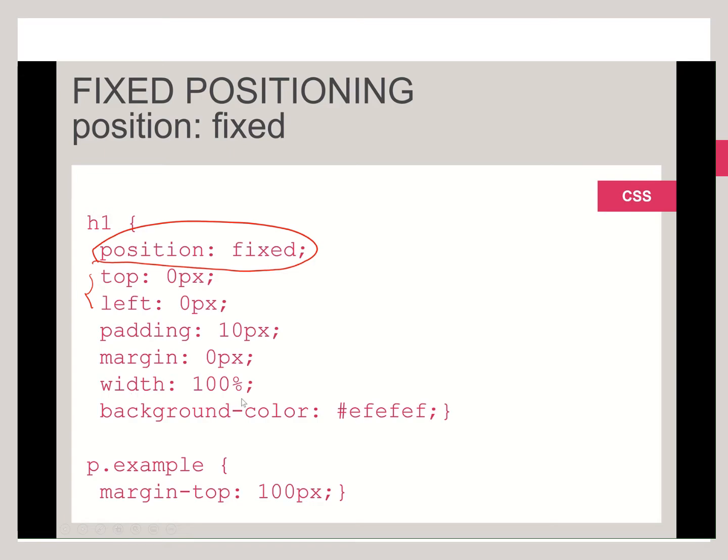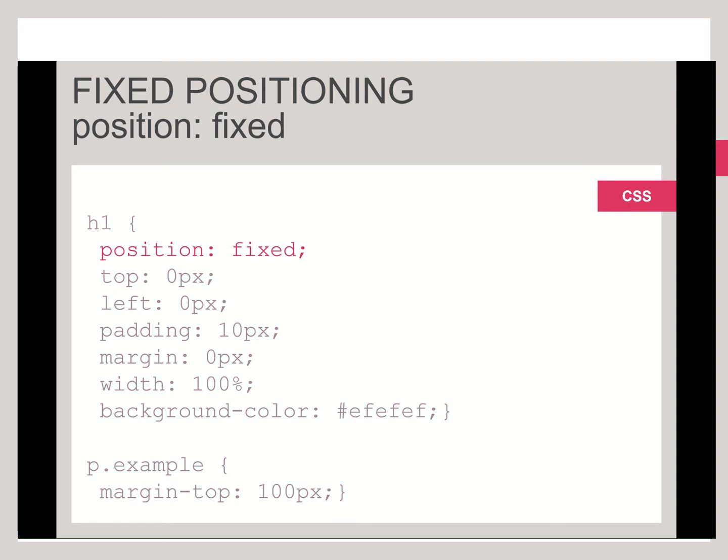Width is 100%. Here we use the percentage, which means it will occupy the whole available space of the containing element, which is the body. The background color is some gray color. And then for the example paragraph, the first paragraph, we put the margin top at 100 pixels. The idea is that we want to allow some distance between the heading and the paragraph.